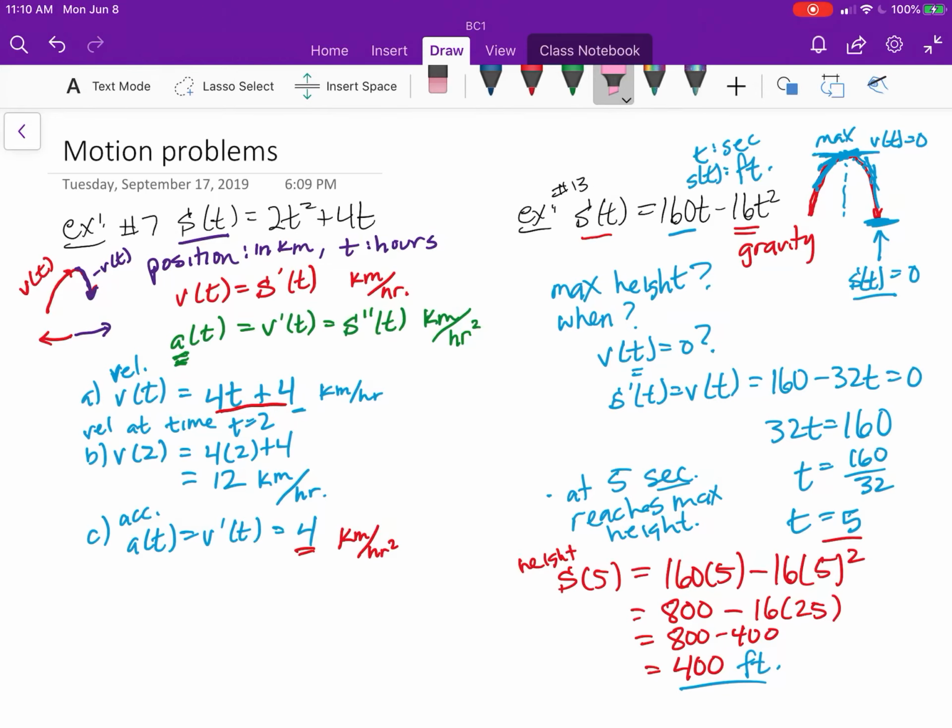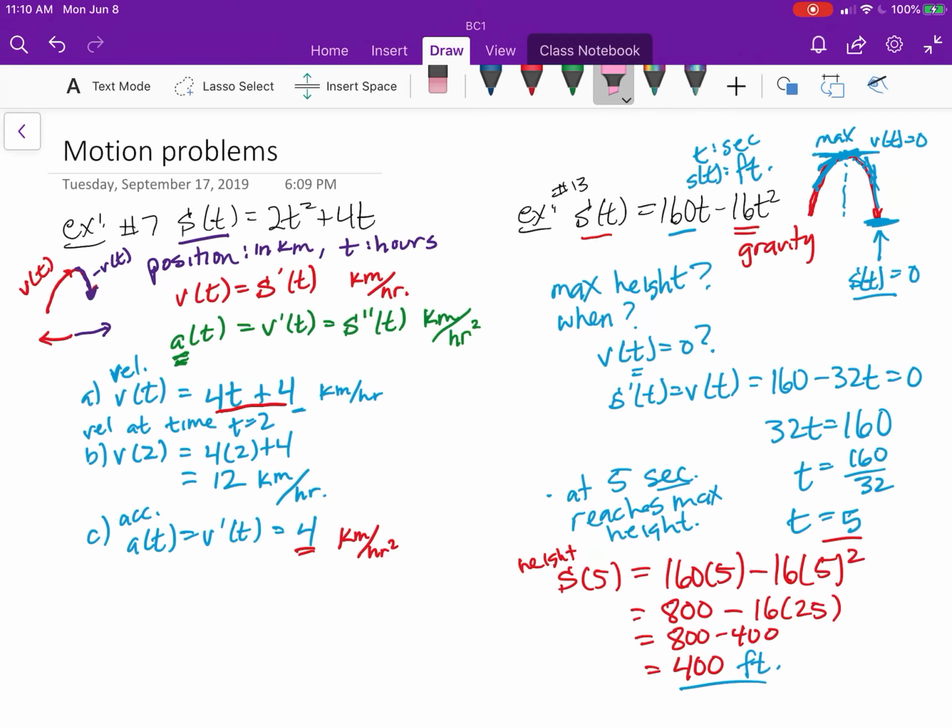Alright, last video here that didn't have sound. We have a couple motion problems. So this first example, number 7 from the text, s of t equals 2t squared plus 4t. And the position is in kilometers and t is in hours, so therefore velocity, which is the first derivative, is kilometers per hour.